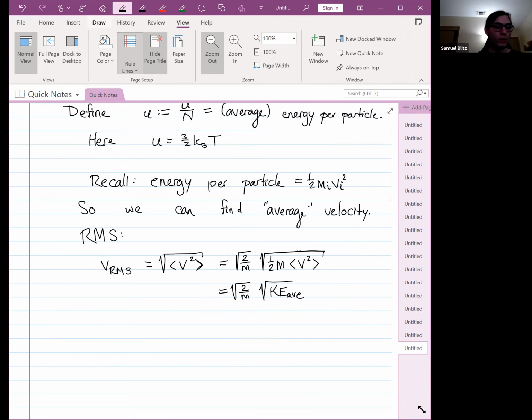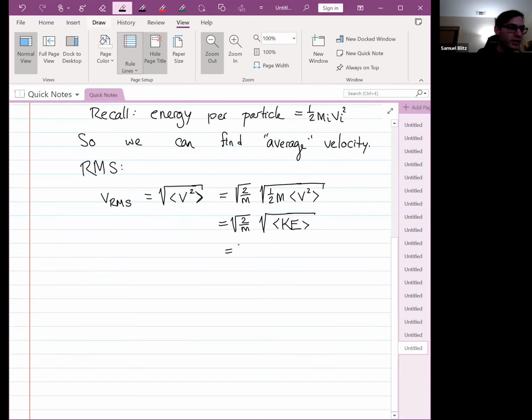Actually, let me write it the other way. Let me write it in angle brackets. We already know the average kinetic energy. It's 3/2 times kBT. And so the root mean square velocity is the square root of 2 over m times the square root of 3/2 times kB times T. Or rewriting it, just so that I can put a box around it, it's equal to the square root of 3 times kB times T divided by m.